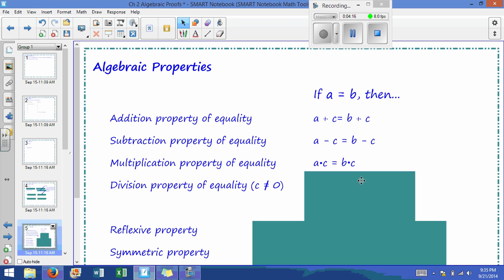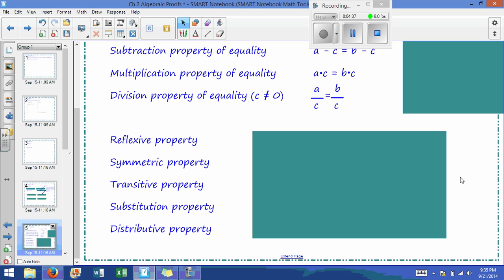Okay, so I'll go pretty quickly through the other two. Multiplication, you just multiply both sides by the same thing. Division, you can divide both sides by the same thing. Again, we did this property as well when we went from 2x equals 8 to x equals 4. Now you'll just know the little caveat here that c can't be 0 because, of course, you can't divide by 0.